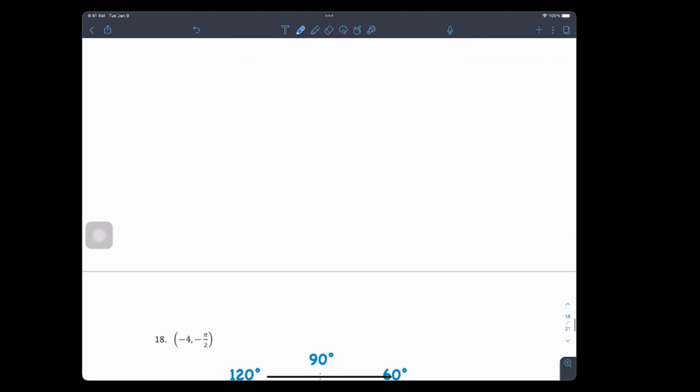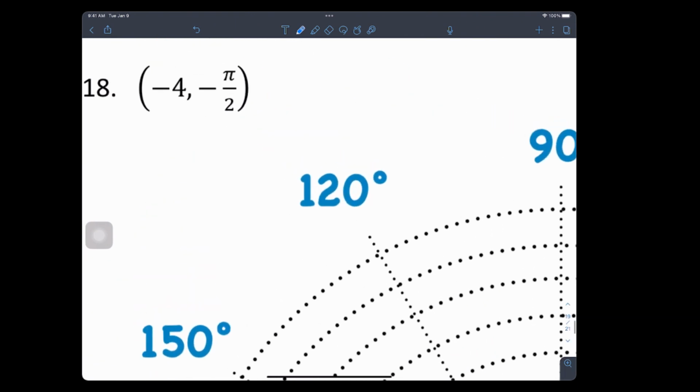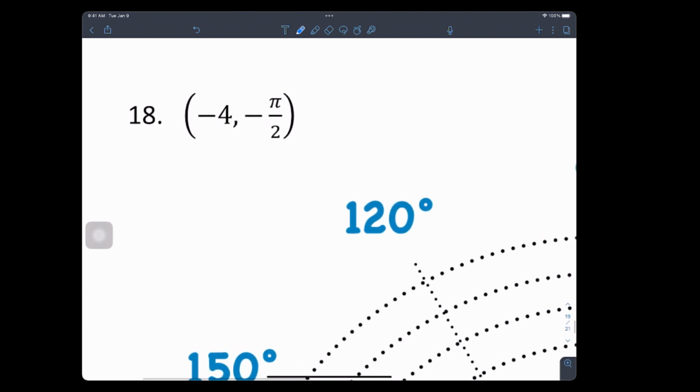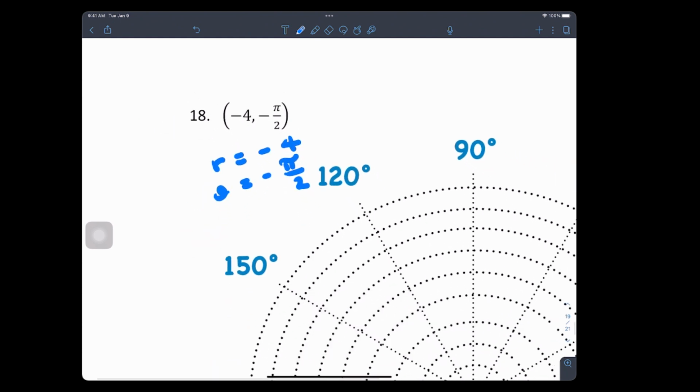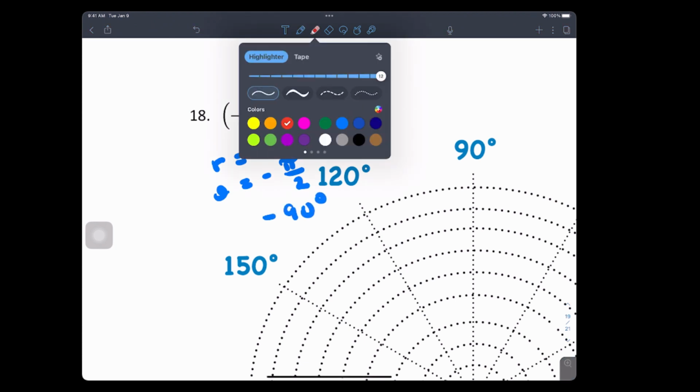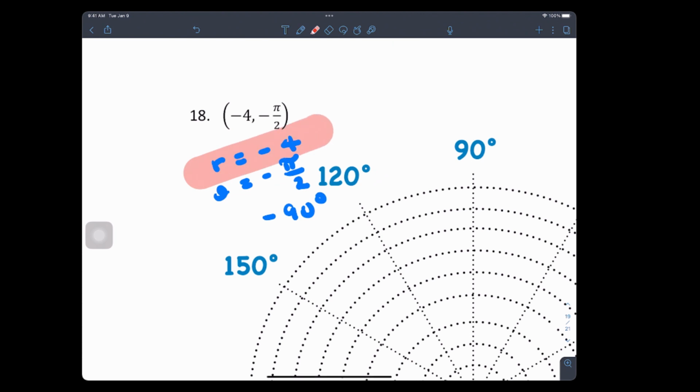Now, what can happen is they can give you both a negative what? Radius and a negative angle. So R here is what? Negative 4. What's my angle? Yeah, negative 90 degrees. Okay. So you might say, okay, what do I do always when you have a negative radius? You plot the what? Positive radius.